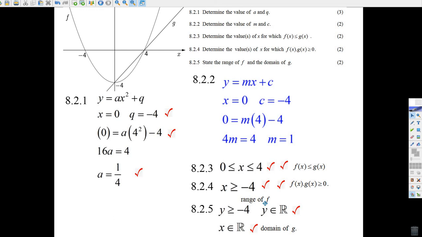And the last ones here, what's the range of f? All the things f can be. What are all the things that y can be in the function f? Well, y never goes with a parabola below -4. So y's got to be greater than or equal to -4. And the domain of g is all the things that x can be for the line. Well, you can choose any x value you like, and you'll get a y value for this line. So the domain is the set of all real numbers, x is an element of the real numbers. Okay, well, that's it.